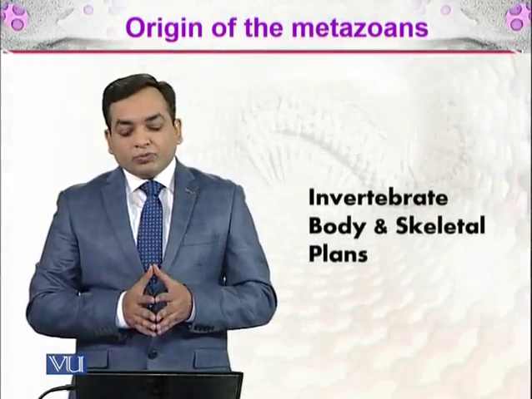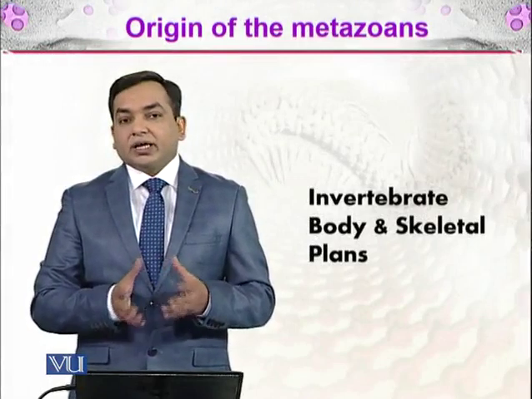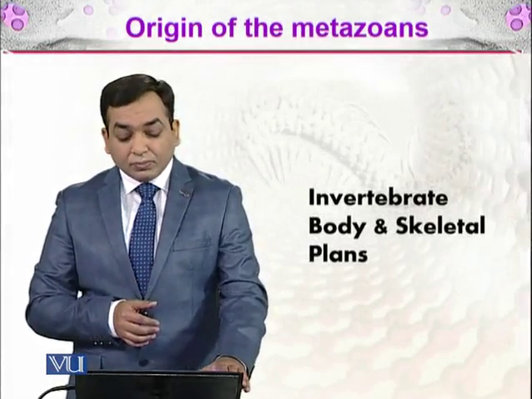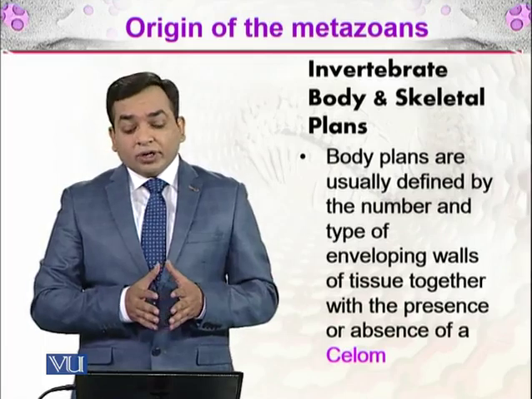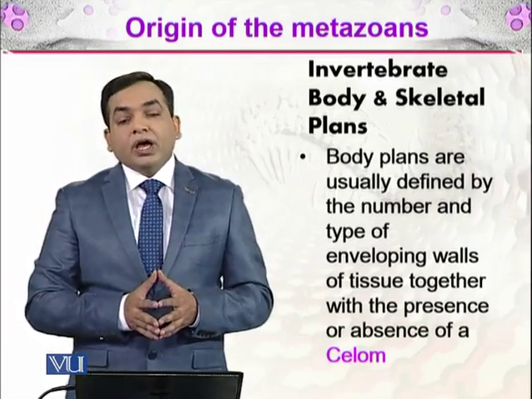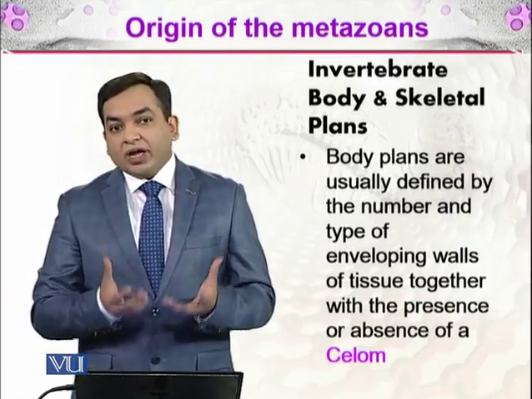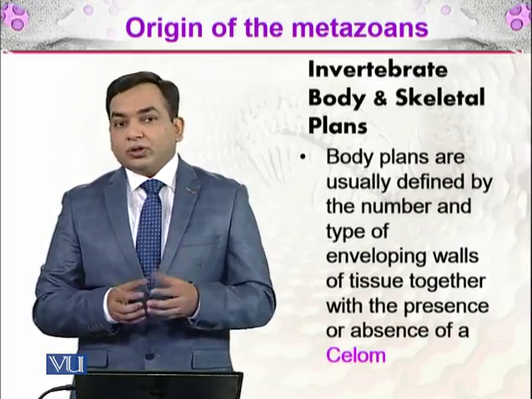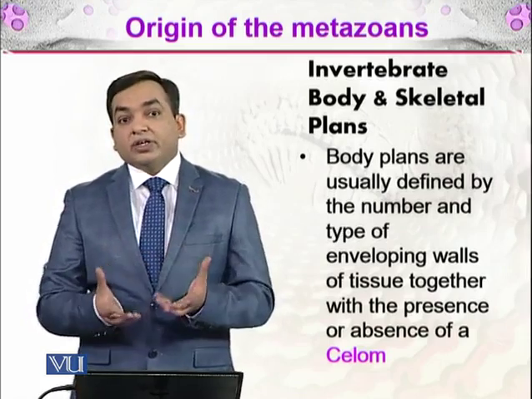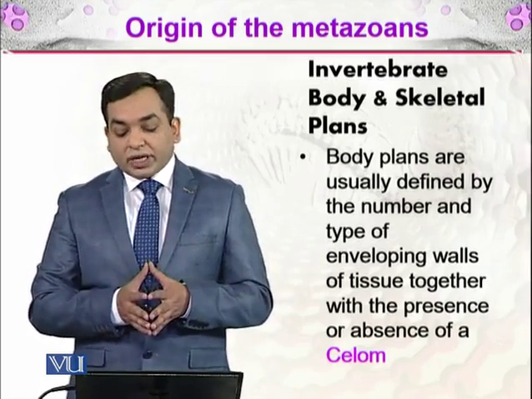In the origin of metazoans, we will be discussing the invertebrate body and skeletal plans. Invertebrates are the organisms which do not have a vertebral column. And what is the skeletal plan? That means how their body is made. What is their structure? How is their skeleton made? How do they support their body? That is called the skeletal plan.